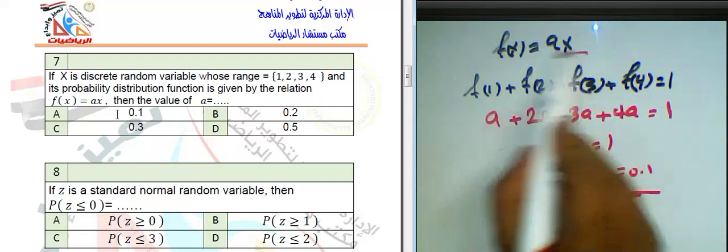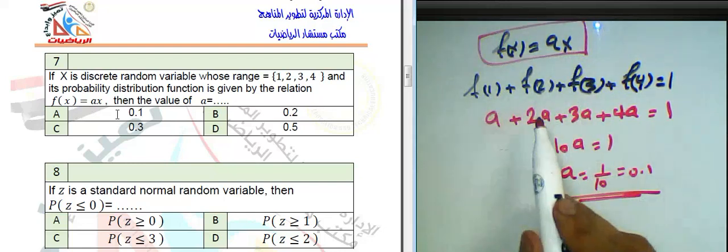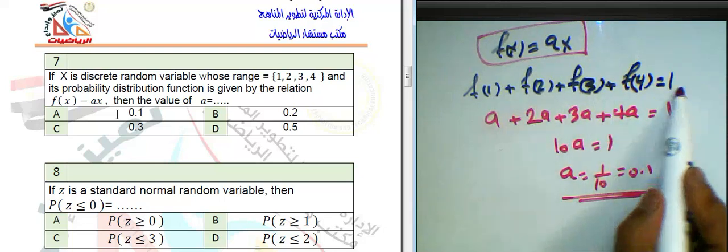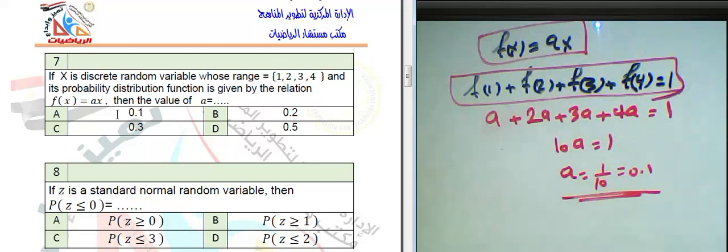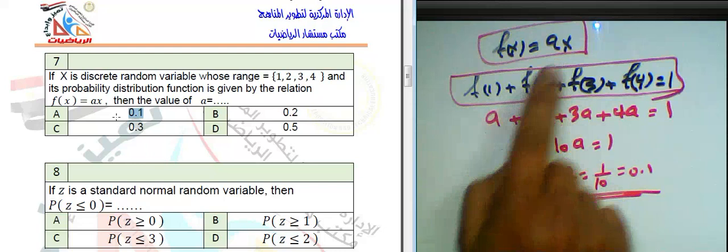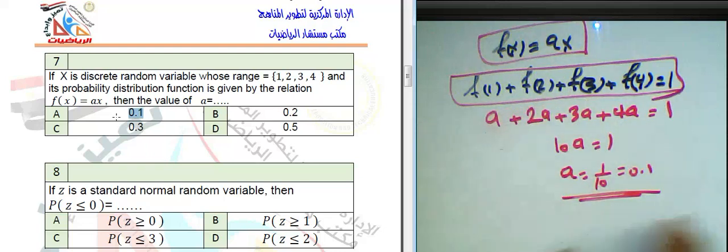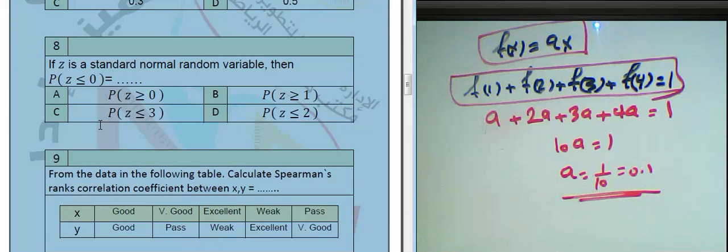Okay, understood? We put any x here, in this example 1, 2, 3, 4. The probability of the result here, f of 1 plus f of 2, f of 3, f of 4 equals 1, because they give us in the example the range from 1 to 4. In the relation between them, we write f of x equals ax, and put x equal 1, 2, 3 and 4, and then find the result by using the equation and find the unknown. The result will be 0.1. Choose letter A.